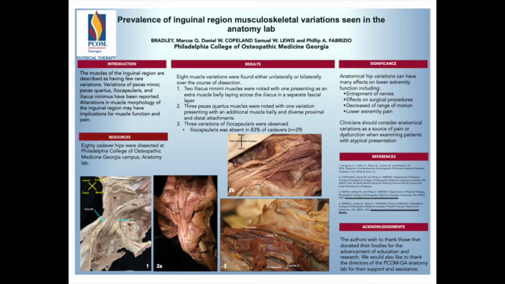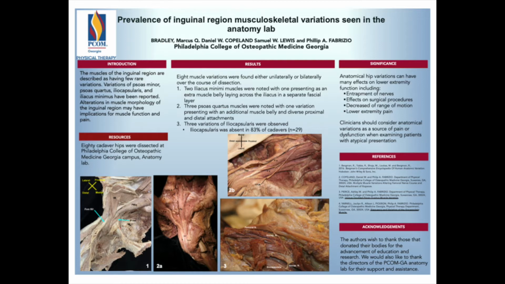We are second year physical therapy students, and today we will be discussing our research regarding the prevalence of musculoskeletal hip variations found in the anatomy lab here at PCOM, Georgia. Over the course of a 2 year period, 80 cadaver hips were dissected here in the anatomy lab. The muscles of the inguinal region have typically been described as having very few variations.